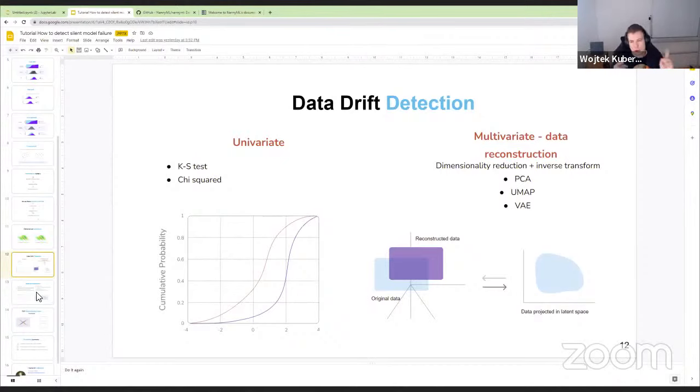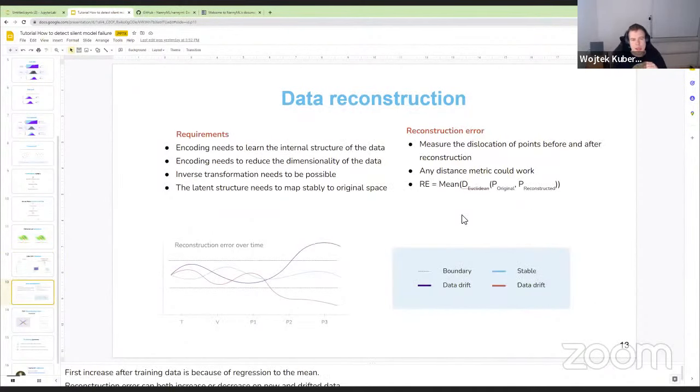So we're going to fit it on the reference data, and then we're going to transform both the original data and the analysis data, and then do the inverse transform on both of those. We're going to measure the difference between the original and reconstructed data, and from there we're going to get a reconstruction error. We're going to have it for our reference period and all the analysis periods in question. This is basically the graph here on the left. You see that this reconstruction error is basically a way to measure the dislocation of points before and after the reconstruction.